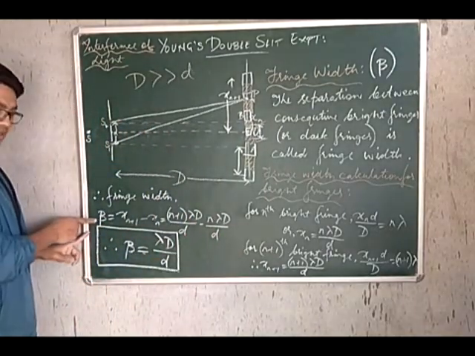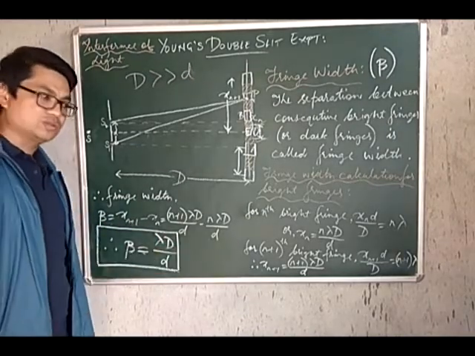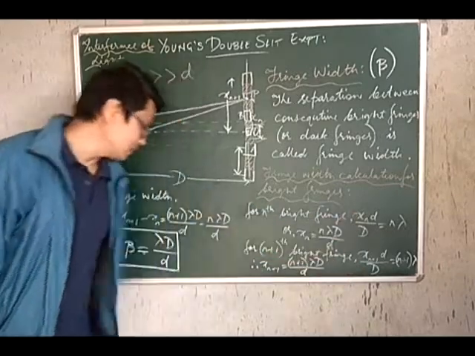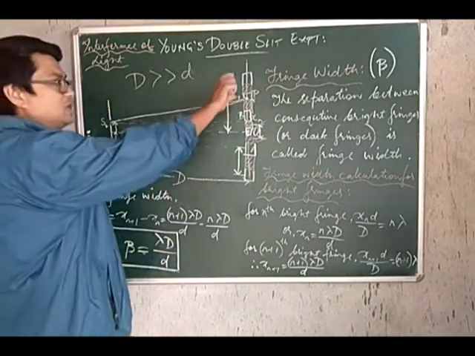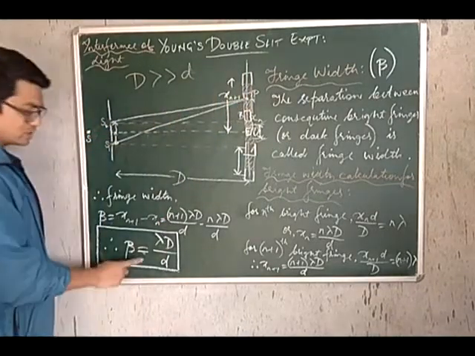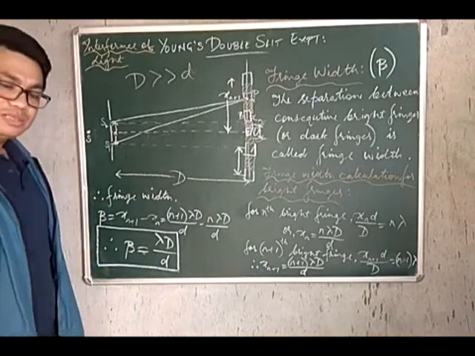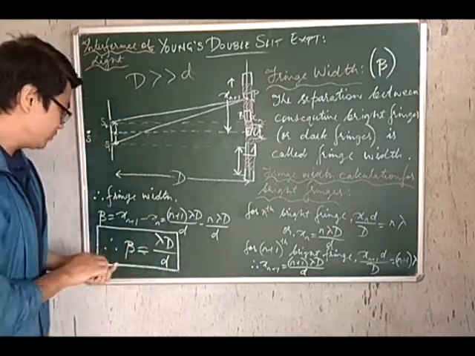And thereby the fringe width beta will be xn plus 1 minus xn, which is this much. Substituting the values and doing the calculation, we get the fringe width, that is the separation between the nth bright fringe and the n plus 1th bright fringe, comes out to be lambda capital D by small d. This expression is very, very important for you all.